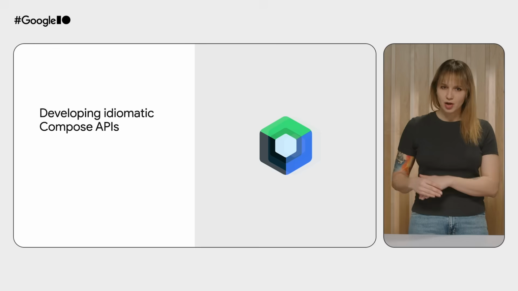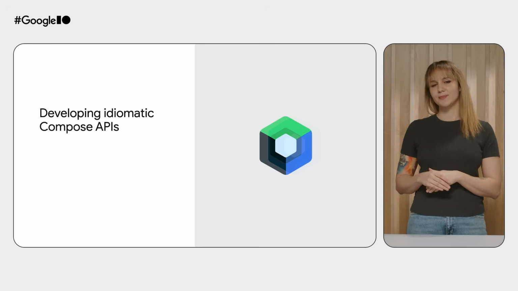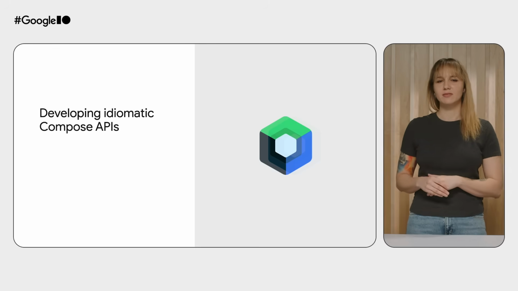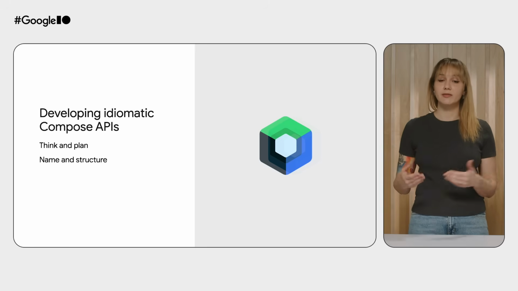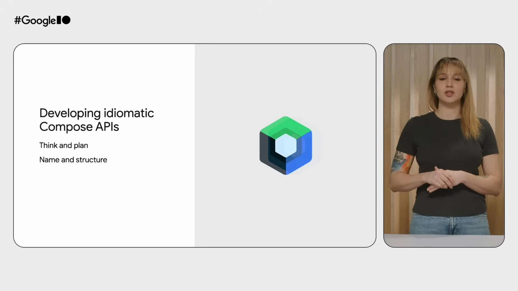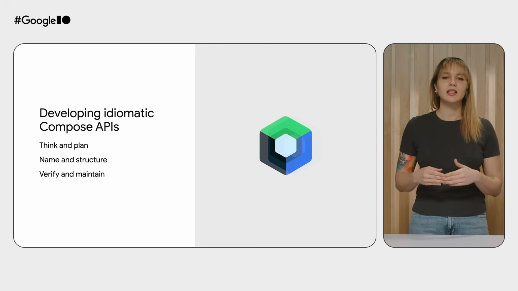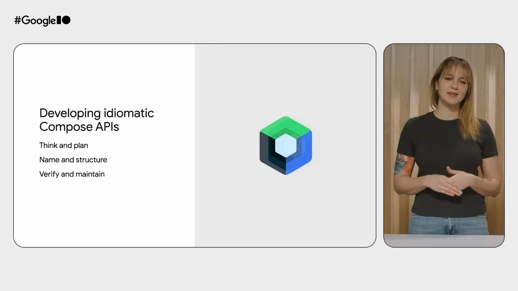We will cover best practices and guidelines for developing idiomatic Compose APIs based on our own experience of creating the Compose libraries. This comes in three parts: how to think about and plan for your components, how to leverage Kotlin and naming conventions and define a solid structure of your API, and finally, how to verify and maintain these APIs.